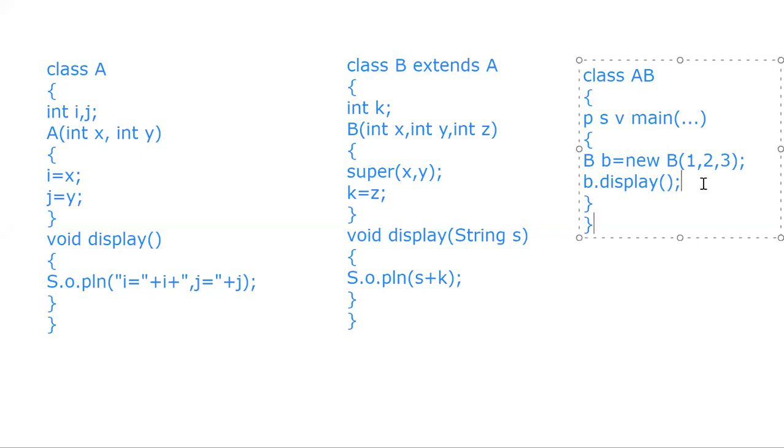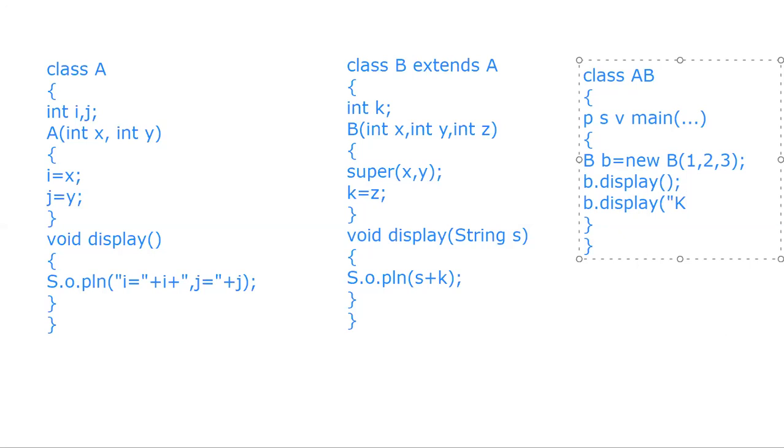In case I need to invoke the subclass display, it should contain a parameter of type string. So here I'll pass a message, something such as k equals to. I'm passing a piece of string, so this piece of string will be collected into a string reference called s. That gets displayed here. I'll get it as k equals to 3. I hope you understood, right? Overriding means same name, same type signature. Overloading means same name but with a different type signature, we call it overloading.